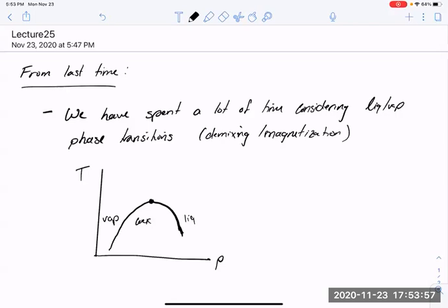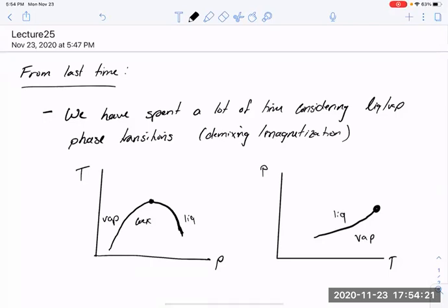We haven't drawn the pressure temperature phase diagram all that much, but you know what that would look like. There would be a line ending in a critical point that separates, at low pressure and high temperature, a vapor phase from the liquid phase at higher pressure and lower temperature.